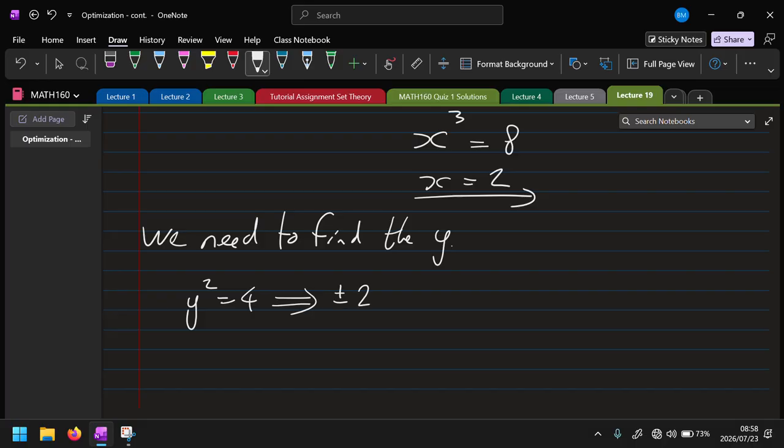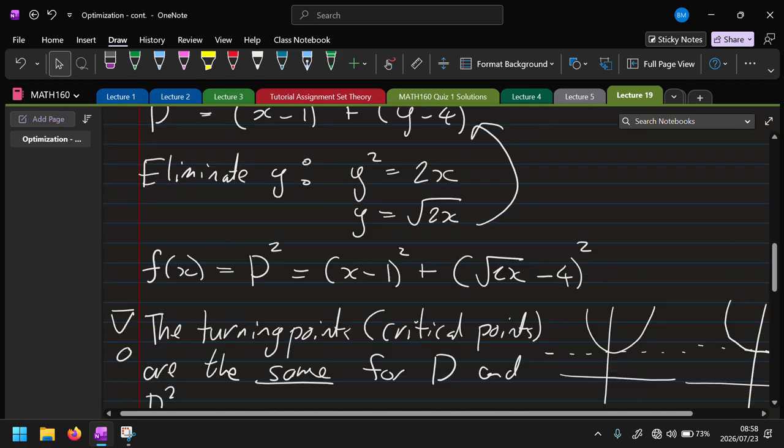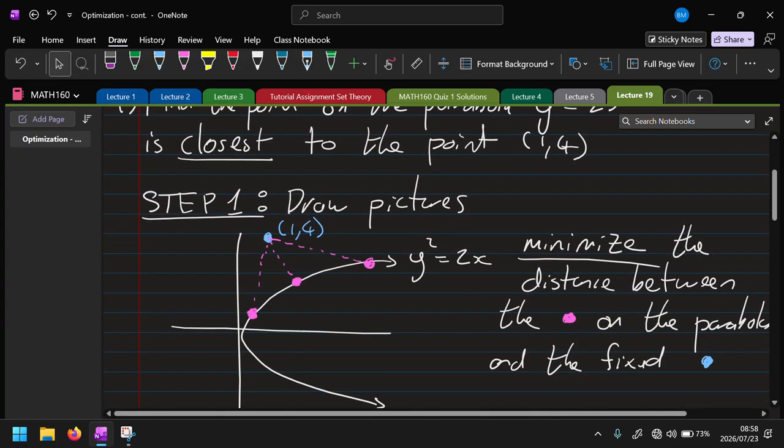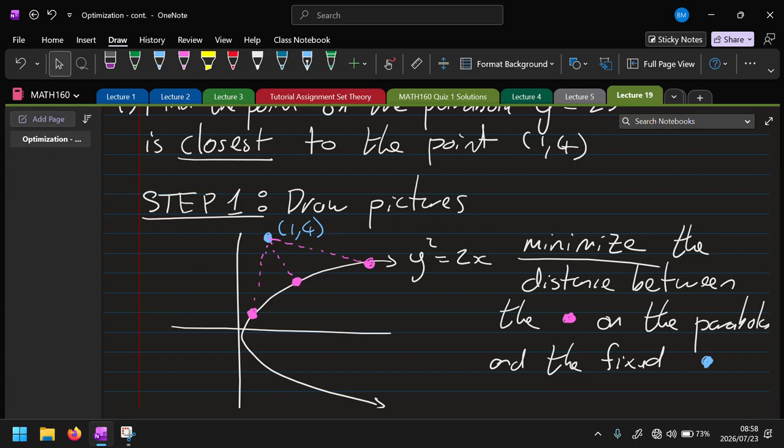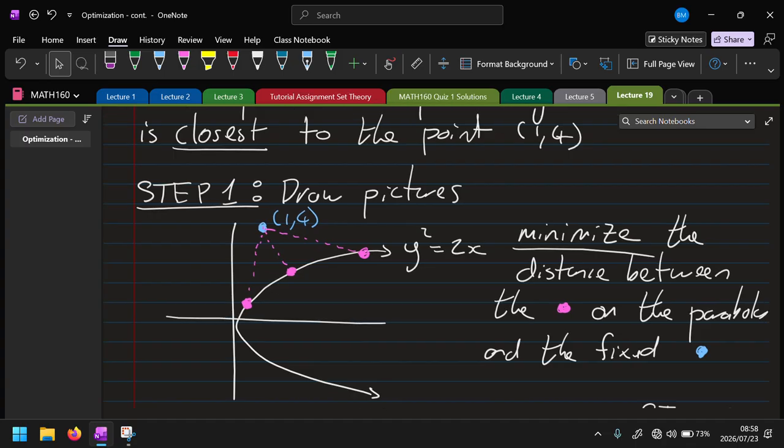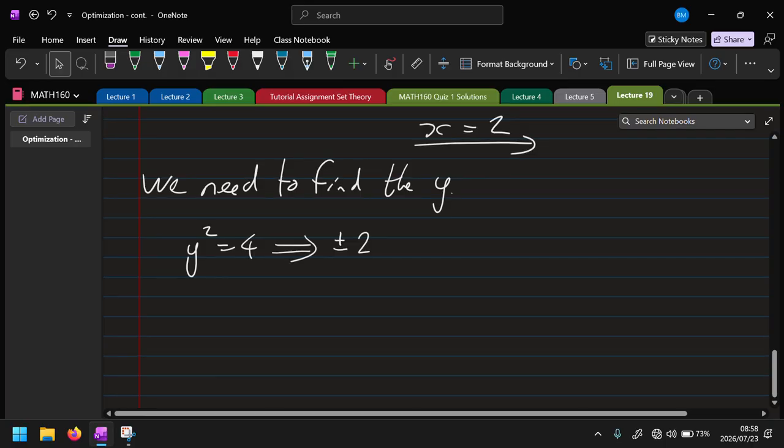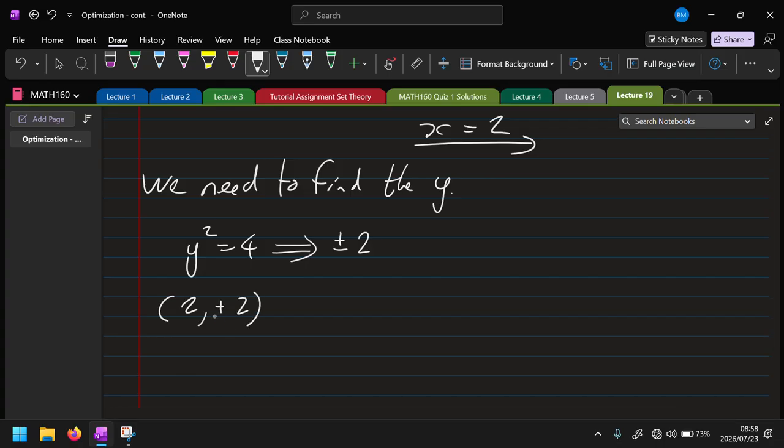Okay, now we need to distinguish the two. Which one do we pick? Well, that's fine. We just go back to our picture that we drew. Y being plus 2 will be up here. Y being minus 2 will be down here. Which one's closer? The plus 2. So we take that one. You see why we draw the pictures. So 2, and then we take the plus 2, will be closest.